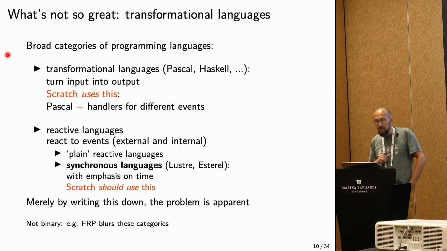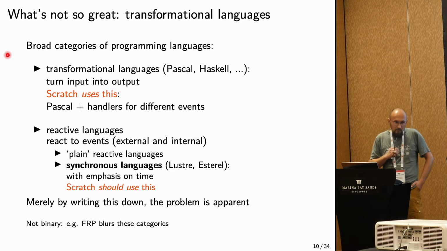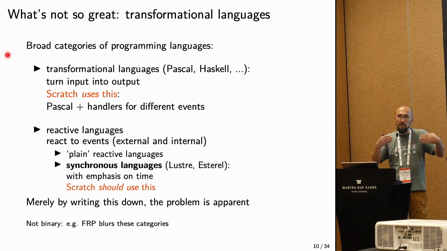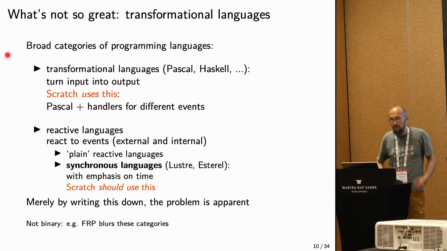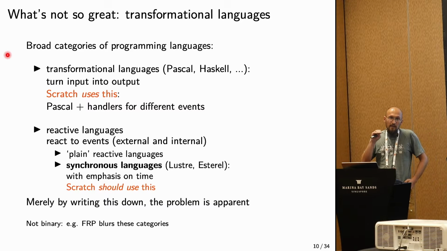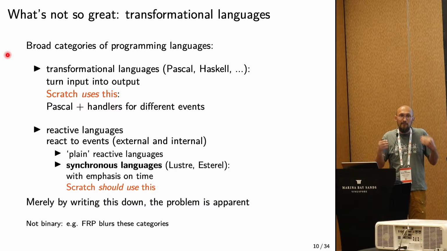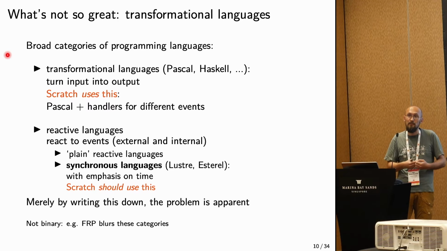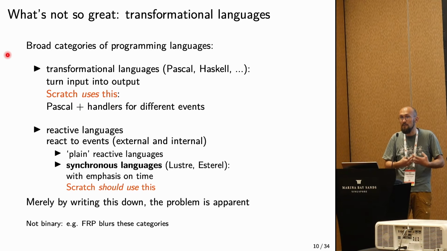But there's another category of languages, which are so-called reactive languages. Here the idea is not so much this input-output relationship, but more of a dialogue between the program and its environment, where there are events coming from outside, and the program decides what to do and reacts to that. And there's a subcategorization of that, where synchronous languages are those that are very concerned with the notion of time. My thesis is that Scratch should use a synchronous language, because by switching to a synchronous language, the kids will be able to express what they want more directly, they won't get so frustrated, and so they'll be more keen to program.